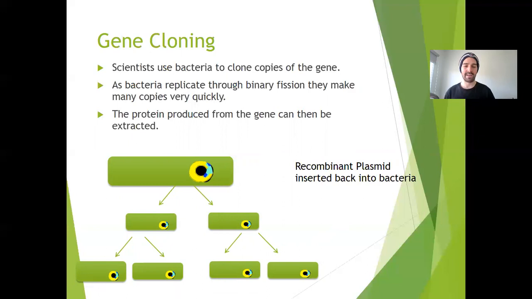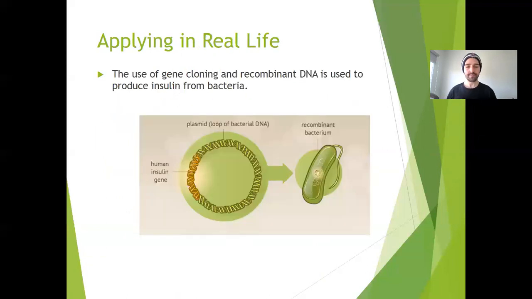So it's a lot to get our head around, but I'll hopefully use this example of insulin. This is a real life use of recombinant DNA. So we actually get insulin from bacteria, and the way we do that is we place a plasmid inside a bacteria that also has the insulin gene inside of it. So you can see here, here's our plasmid. This section here is our human insulin gene.